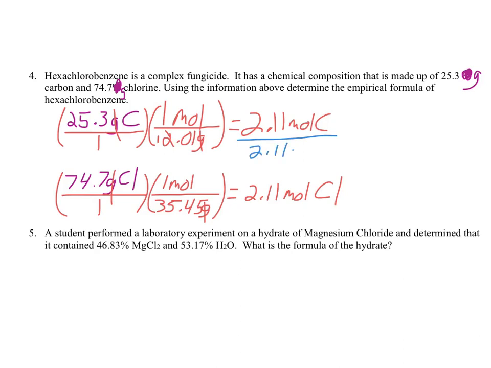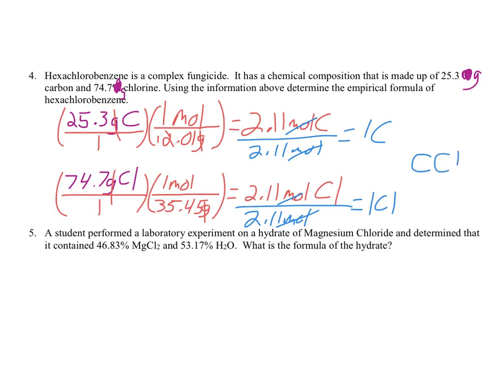The next step is to divide each of these by the smaller mole amount. Well, it's the same number, so there is no smaller mole amount. I divide them both by 2.11, and I get 1 carbon for every 1 chlorine. So all in all, here I have 1 carbon and 1 chlorine. I get CCl, and that is my empirical formula. I do not need to go further.